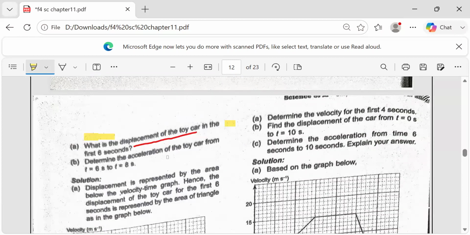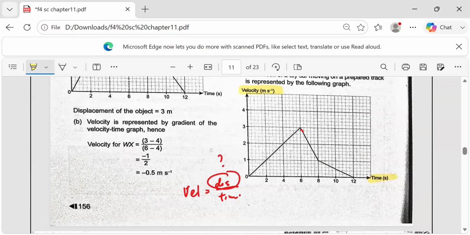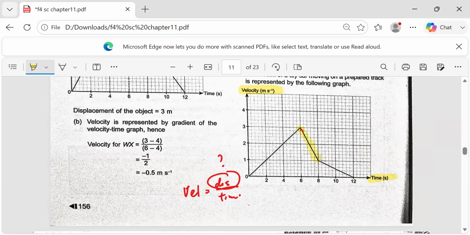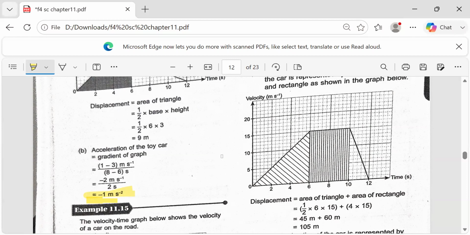Determine the acceleration of the toy car from t equals to t from here to here. Okay, so it travels from 3 to 1, so decrease by 2 over 2 seconds. So it's negative 1. Okay, negative 1 meter per second per second. Got it? Can you understand? Okay. Alright.